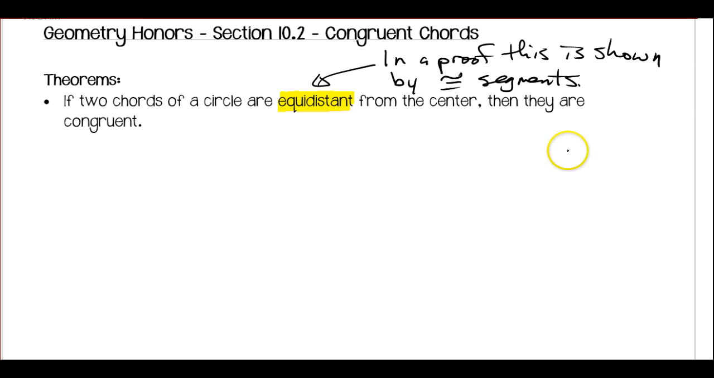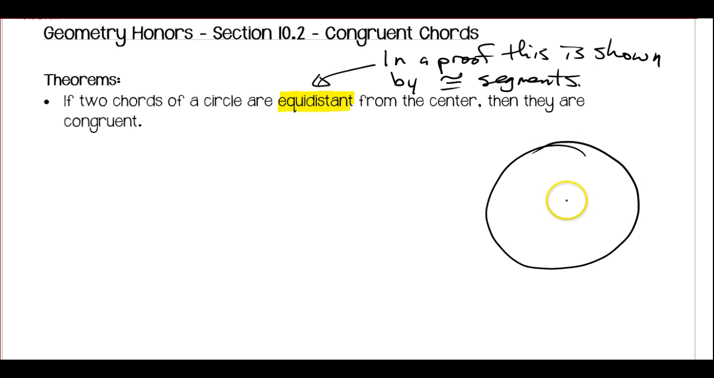So let's take a look at a picture. We've got a circle, and here's our center, and I've got a chord here, which I'll call AB, and I've got a chord here, which I'll call CD. And let's draw in the distances. Remember, the distance from the center to a chord is the perpendicular distance, so I go perpendicular to each chord. I'll call this point E. I'll call this point F.